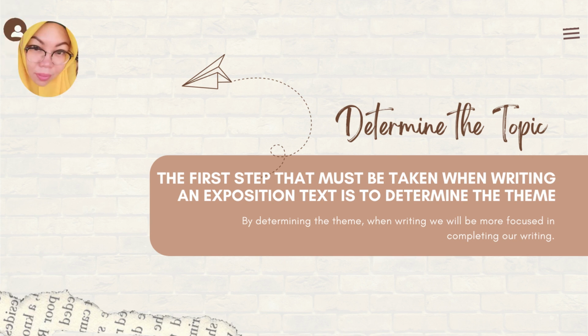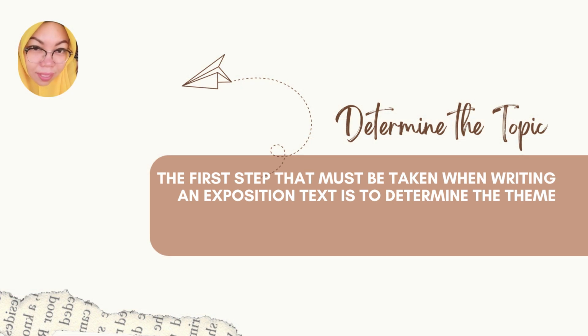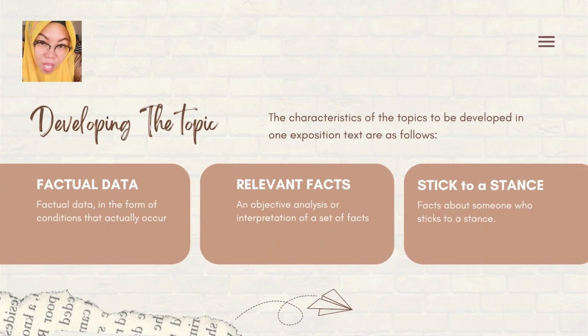Determine the topic. The first step that must be taken when writing an exposition text is to determine the theme. By determining the theme, when writing we will be more focused in completing our writing. In determining the theme, you need to develop the topic. The characteristics of the topics to be developed in one exposition text are as follows.